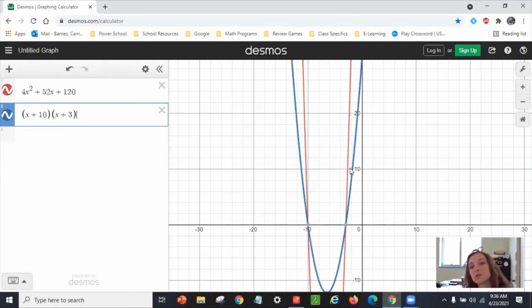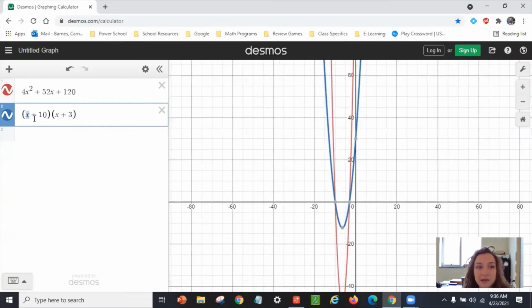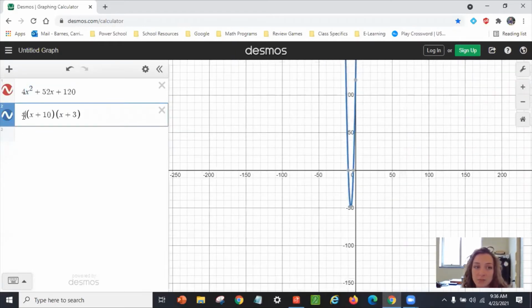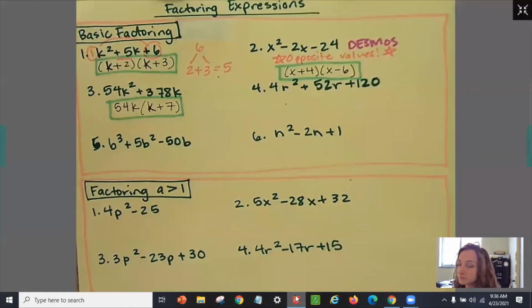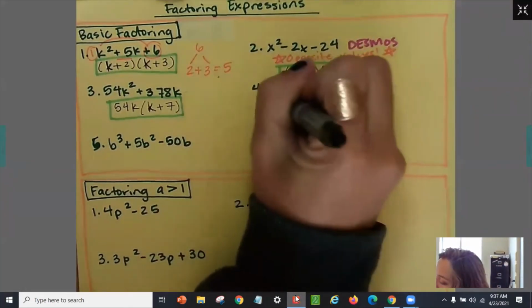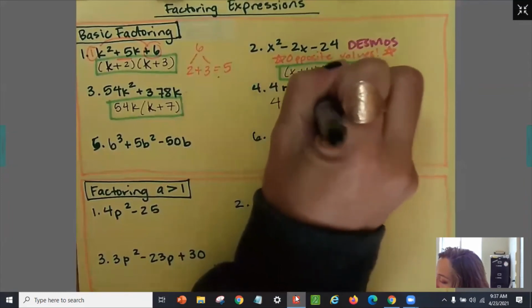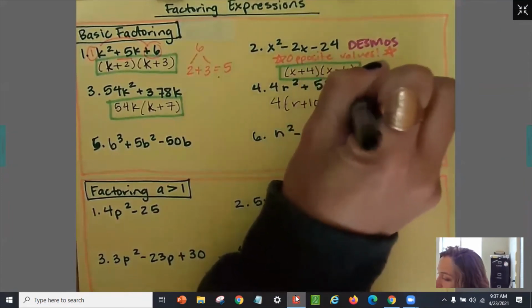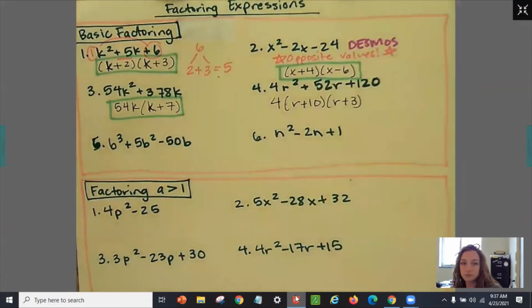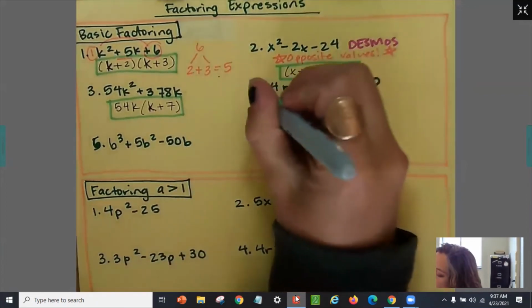But whenever I do this, notice that it does not line up. x times x would give us x squared, but we need 4x squared. So we're just going to put a 4 out in the very front, and now we have our equation here. So pulling out the 4, you can see that this does go through those two values. So it's going to be 4 times x plus 10 times x plus 3. And actually it's r plus 10, r plus 3. Okay, let's do two more.